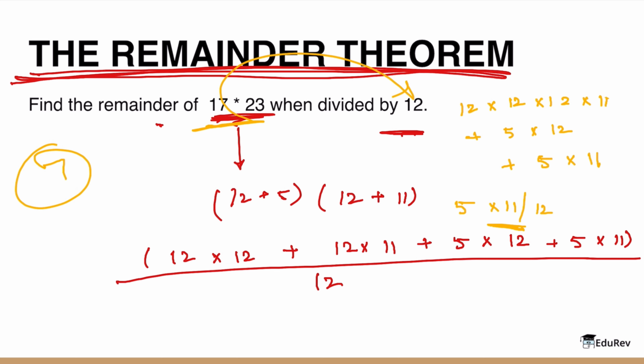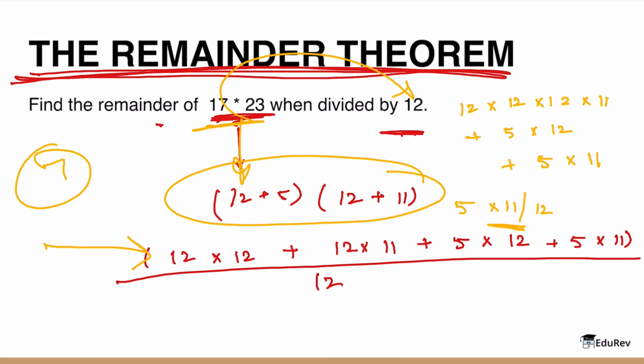The thing is that I actually wrote this in this format first, then I expanded it. Then with the help of common sense and a bit of maths, I can basically say that when I expand this, it could be this. And I would also say that the last digit which was basically there is going to give me the same remainder, 5 times 11 by 12. Hence, 7 is going to be what? The remainder when 17 times 23 is divided by 12.